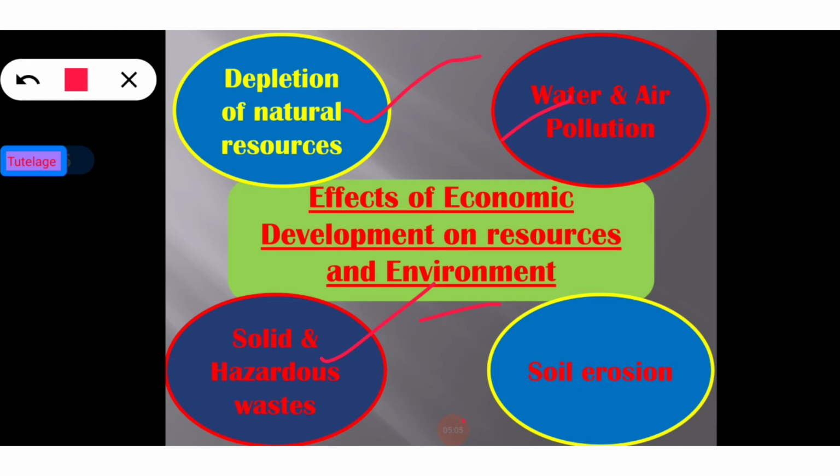So now going to the fourth point, that is soil erosion. Soil erosion causes the loss of topsoil layer due to the heavy rain. If there is a large loss of topsoil due to land erosion, the land may become unfit for supporting vegetation. It leads to fall in productivity due to deterioration of the quality of soil. So it is one of the most important effects of economic development on resources and environment.